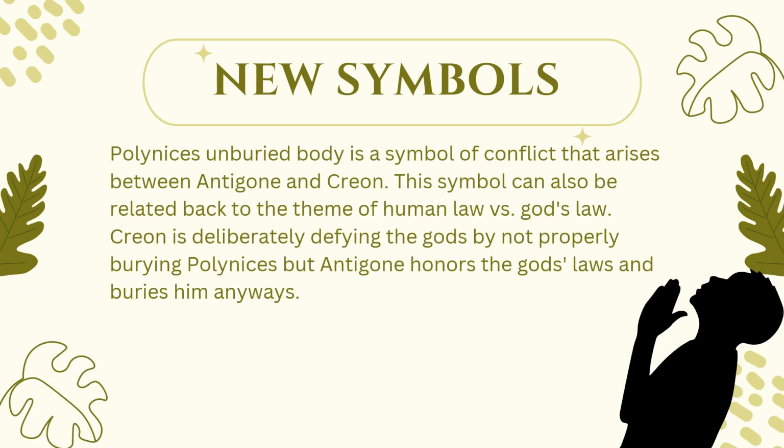Also, another symbol is going to be Annabeth's brother's unburied body, because this is a symbol of conflict that arises between Annabeth and Cain. This symbol can also be related back to the theme of human law versus God's law, because Cain is deliberately defying the gods, while Annabeth honors the gods.